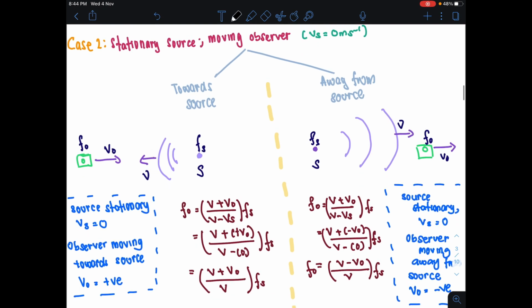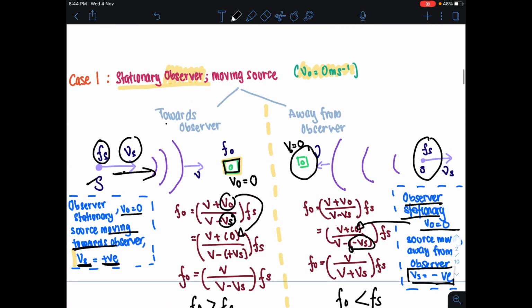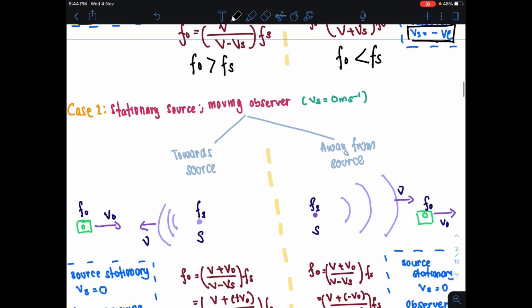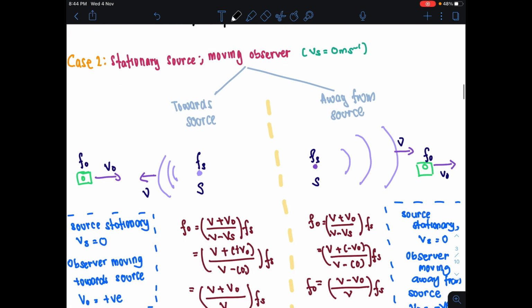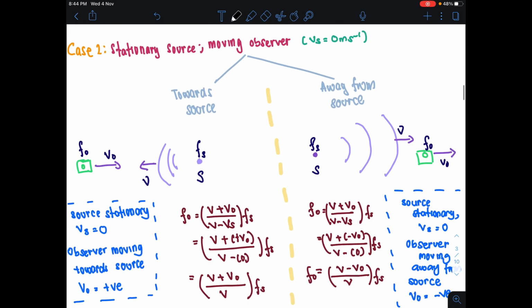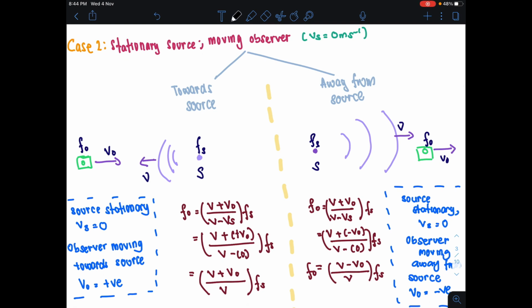Next, we have the second case here. Case kedua kita adalah your source yang stationary. Tadi observer stationary, case pertama. Sekarang source stationary and the observer is going to move. Source tidak bergerak tetapi observer yang bergerak. Okay, untuk case stationary source, source kita stationary. So kita akan substitute Vs sama dengan kosong. So every single time you see Vs, kita akan substitute 0.